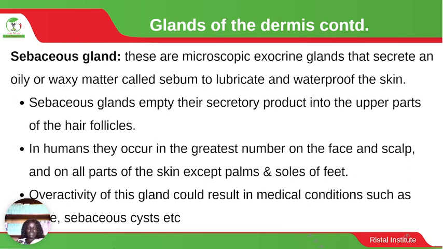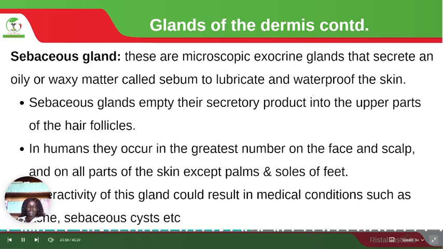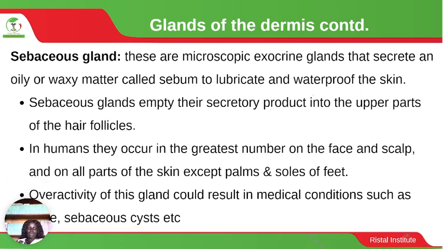Sebaceous glands. These are microscopic exocrine glands that secrete an oily or waxy matter called sebum to lubricate and waterproof the skin. Sebaceous glands empty their secretory product into the upper parts of the hair follicles. In humans, they occur in the greatest number on the face and the scalp, and on all parts of the skin except the palms and the soles of the feet.